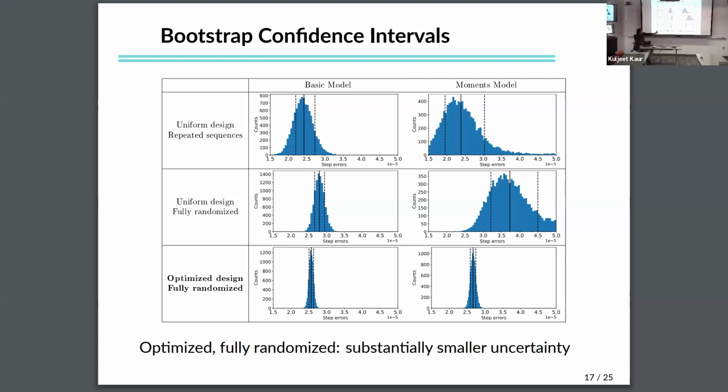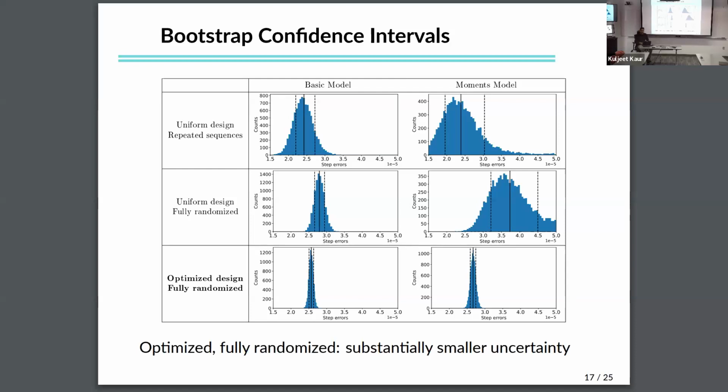It's actually even more pronounced for analyzing according to the moments model, which we think is important as experiments start to look for non-Markovian behavior. We really hope that they will be analyzing according to the moments model. Here, if you don't optimize the design of the experiment, you have a pretty large error bar. But if you do optimize the experiment design, then your error bar is really not that much worse than just analyzing according to the basic model.